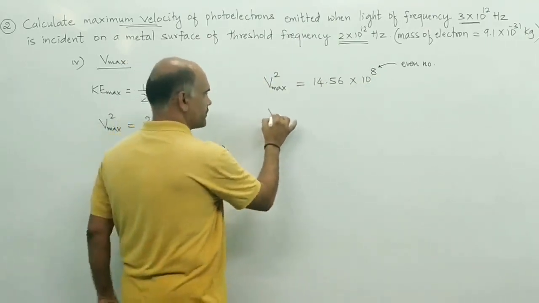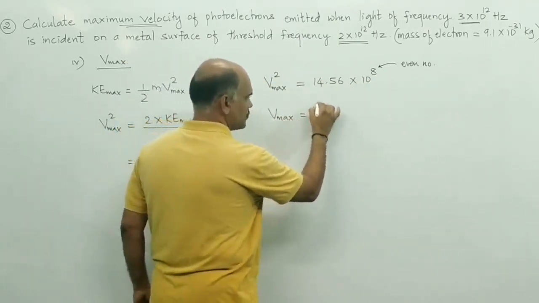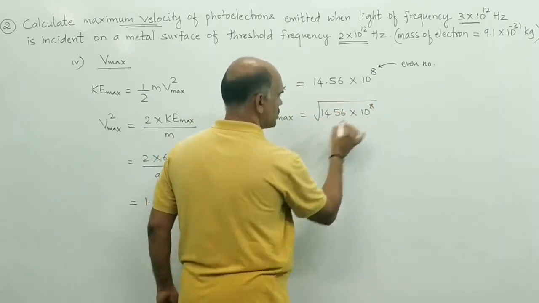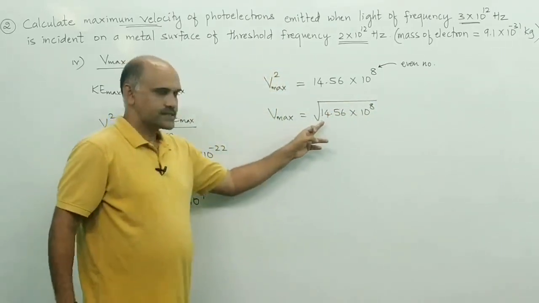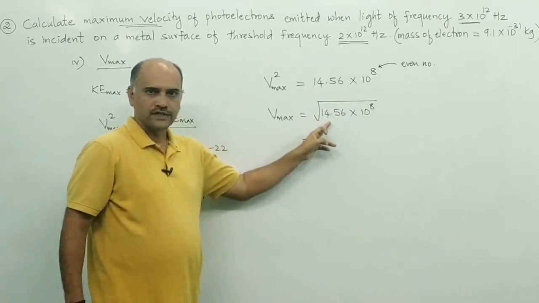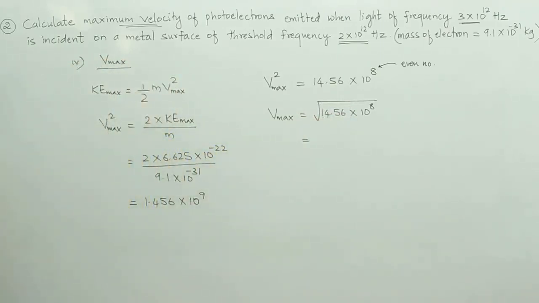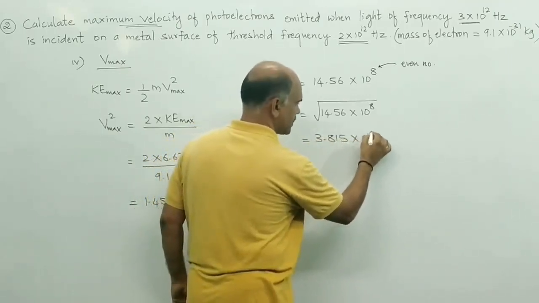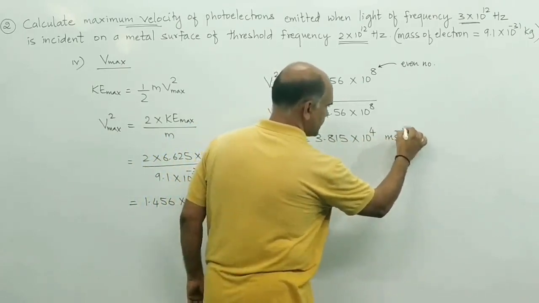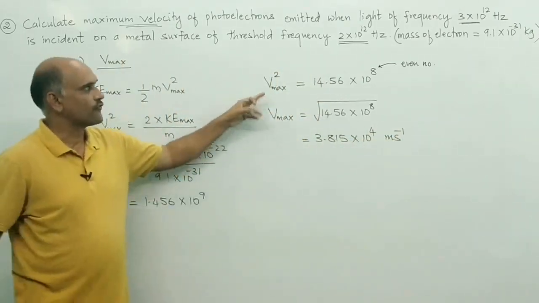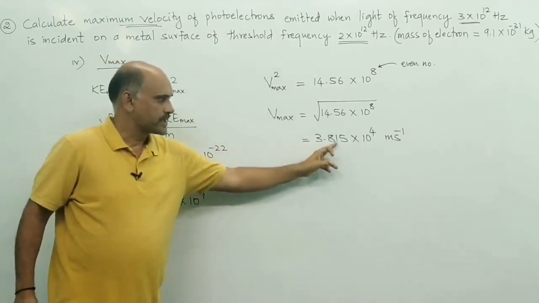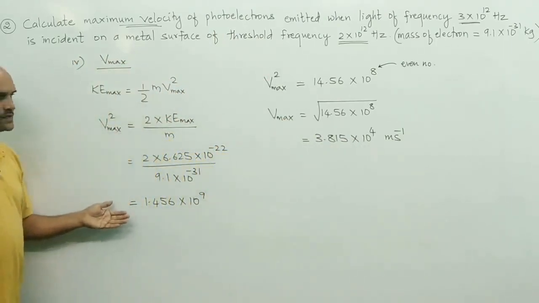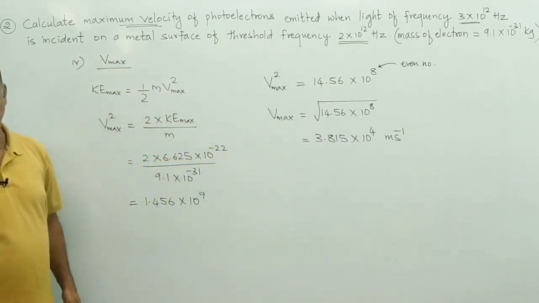Now taking the square root, you will have Vmax is equal to root of 14.56 into 10 raised to 8. So again use calculator and find the square root of this. So 14.56 square root will be 3.815 into 10 raised to 4 meter per second. So velocity of photoelectrons is 3.815 into 10 raised to 4 meter per second. Clear, students? Next we will go for the third problem.